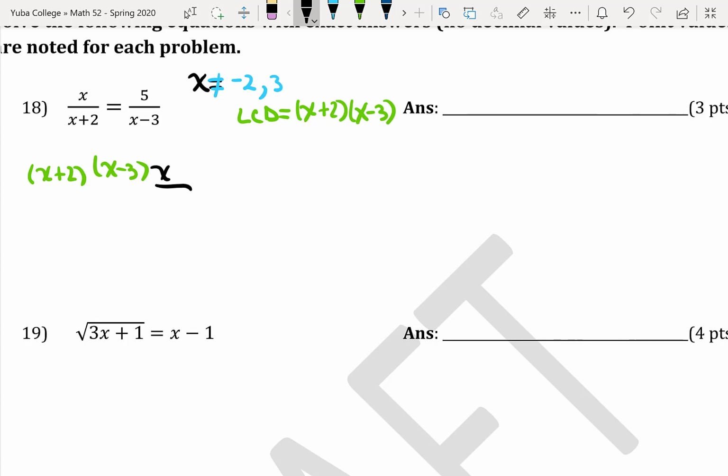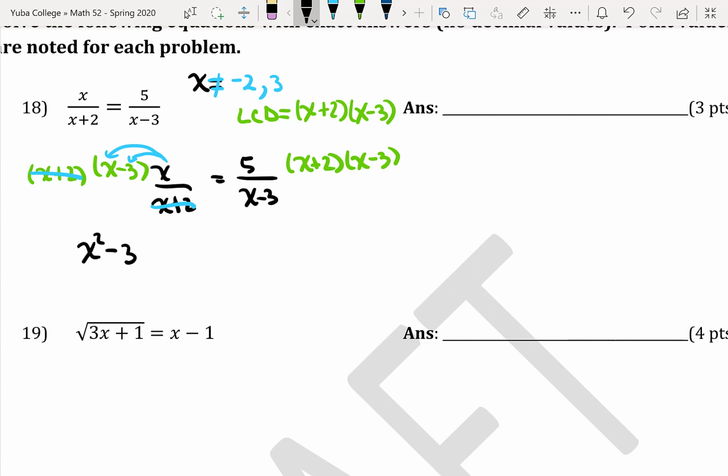Notice that our x plus 2's cancel. On the left, we're left with the quantity x minus 3 times x. I'm going to distribute my x here. x times x is x squared, and x times negative 3 is minus 3x. This is equal to, on the other side of my equal sign, my x minus 3 cancels, and I am left with 5 times the quantity x plus 2. So 5 times x is 5x, and 5 times 2 gives us plus 10.